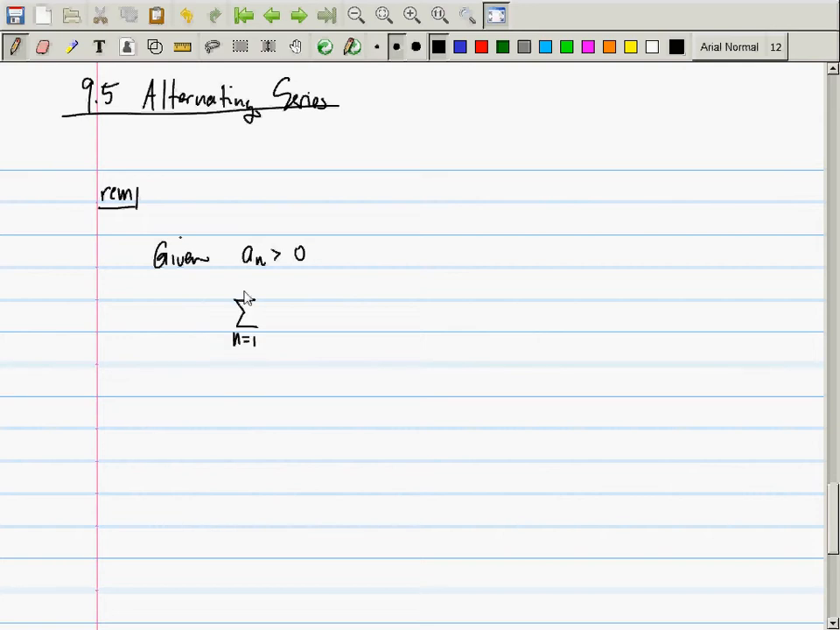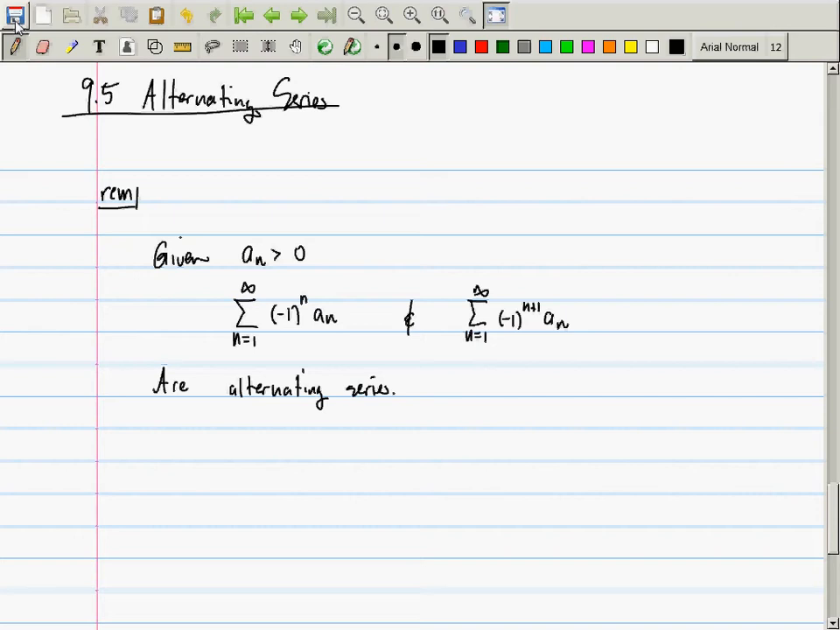The sum from n is 1 to infinity of negative 1 to the n, a_n, and the sum from n is 1 to infinity of negative 1 to the n plus 1, a_n. These are alternating series.